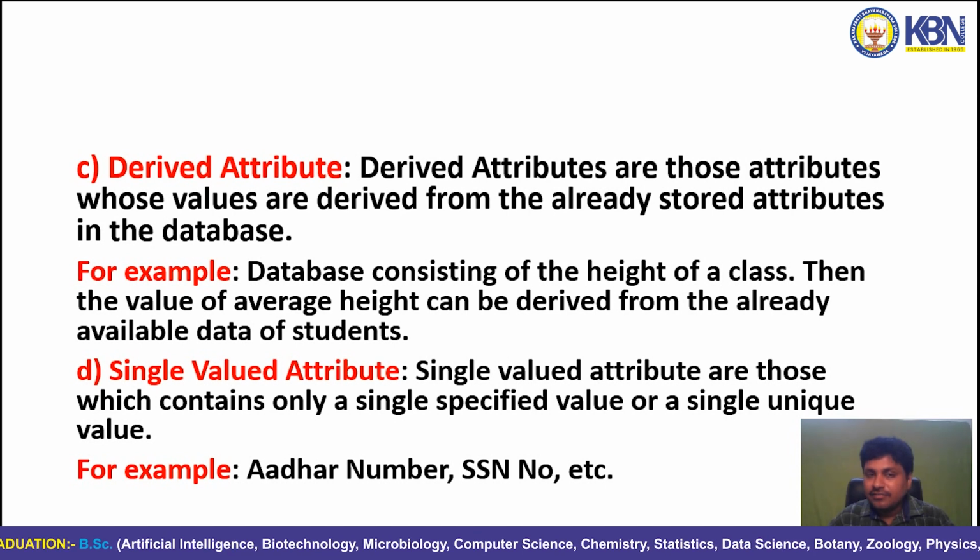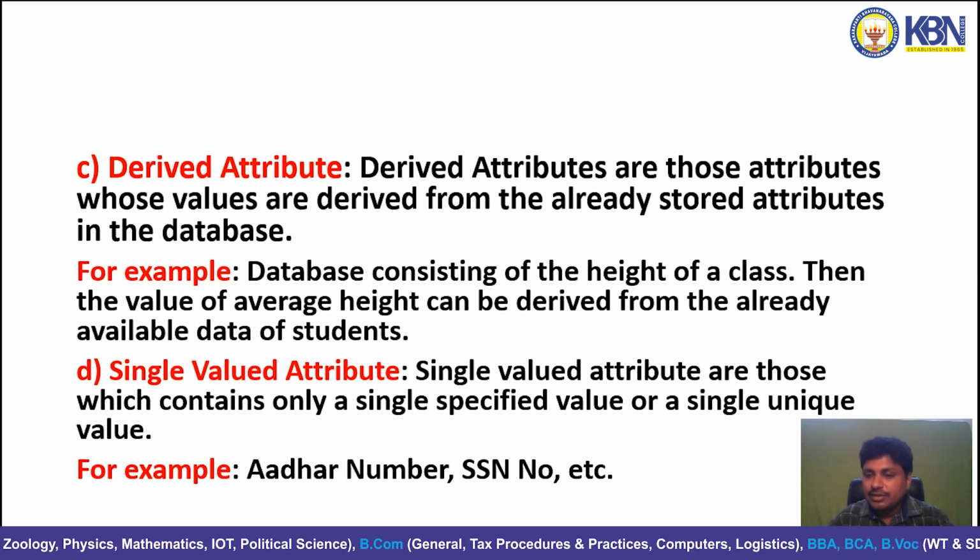In the database, we can take another example consisting of the height of the class. Then the value of average height can be derived. Average can be derived from the already available data of students. That's another example. And next we go for the single valued attribute.